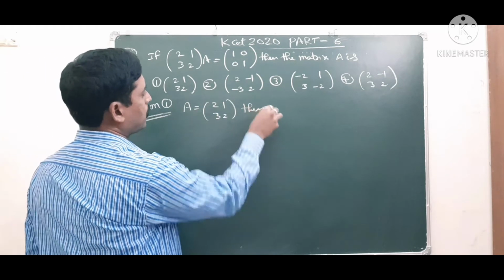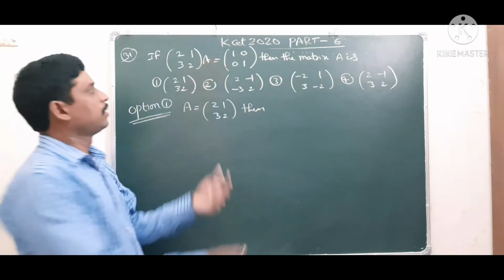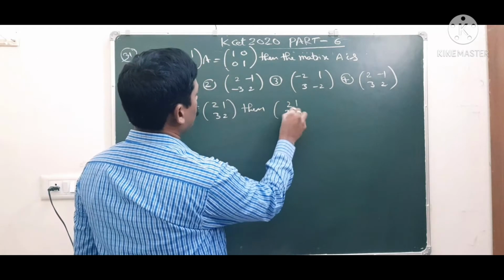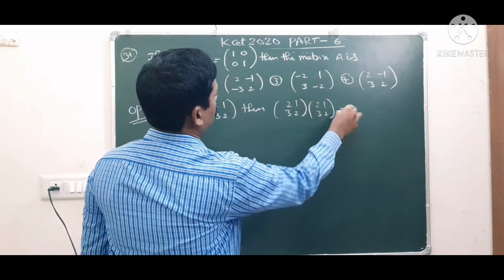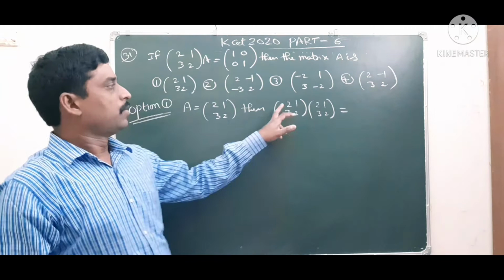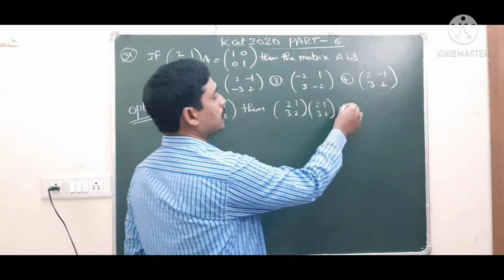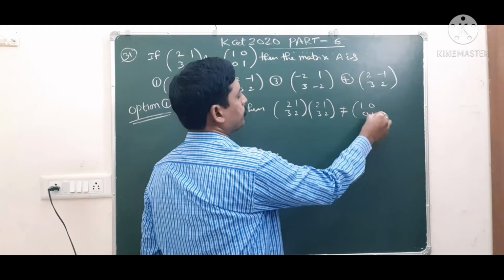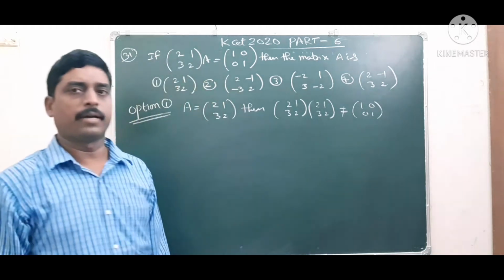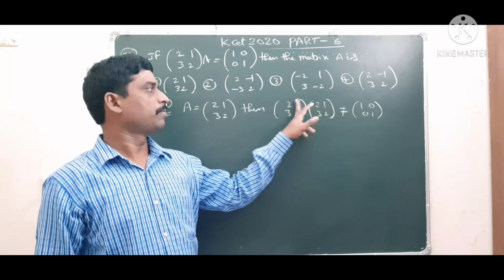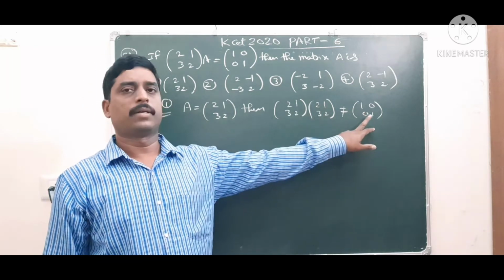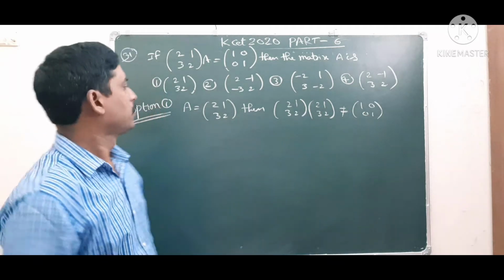Then what is the given condition? This is the given condition. [2 1; 3 2] into, where A is, write this [2 1; 3 2]. After multiplication, this is not equal to [1 0; 0 1]. According to the matrix multiplication method, first row multiplies with the first column: 2 into 2 is 4, 1 into 3, plus 3, this is 7. But this is not equal to the unit matrix.